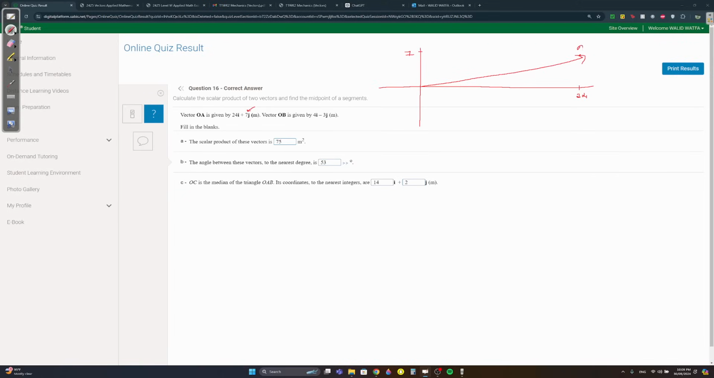Right? We can call this A. And then OB is 4i minus 3j. So let's say 4 is over here, and minus 3 is over here. This is OB.